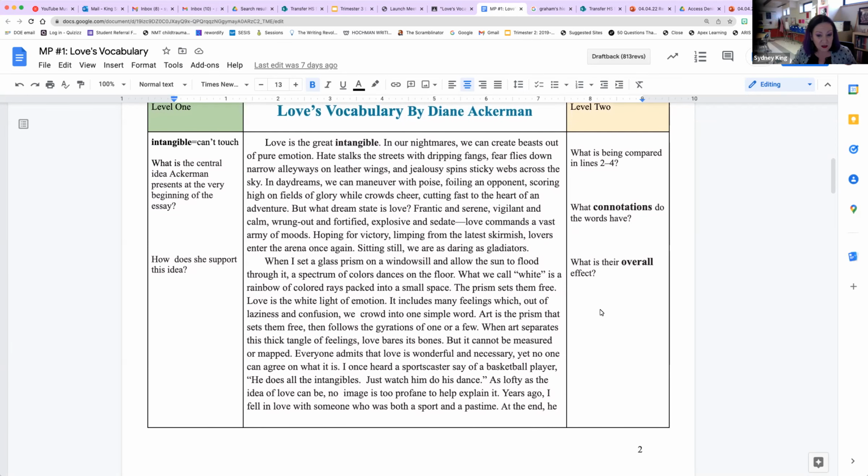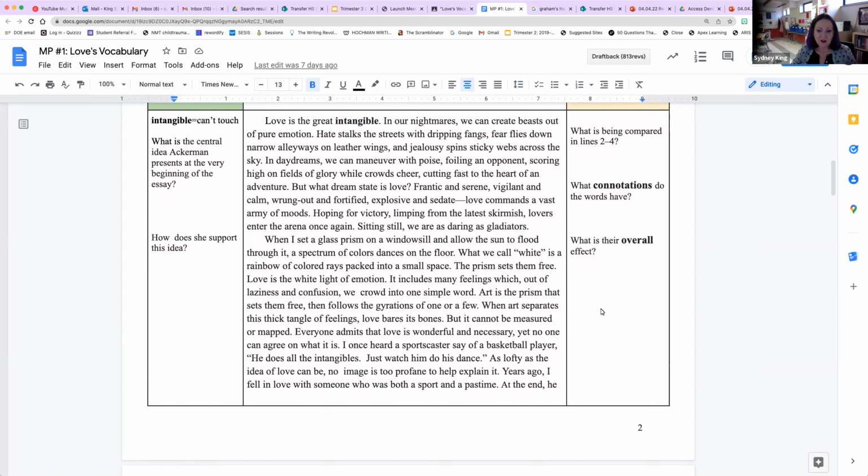When I set a glass prism on a windowsill and allow the sun to flood through it, a spectrum of colors dance on the floor. What we call white is a rainbow of colored rays packed into a small space. The prism sets them free. Love is the white light of emotion. It includes many feelings which, out of laziness and confusion, we crowd into one simple word. Art is the prism that sets them free.